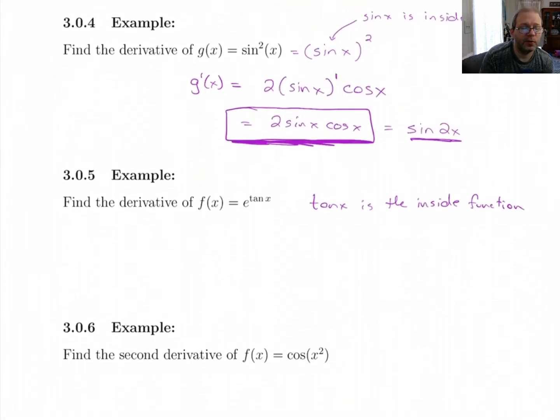Down here, if you were doing e to the tan x and plugging in some value, you'd have to take the tangent of whatever you're plugging in. Say you're plugging in 0. You'd have to take tan of 0 and then do e raised to that. So tan is our inside function. So f prime of x here is going to be the derivative of e to the tan, which is e to the tan, and then we multiply by the derivative of tangent, which is secant squared.